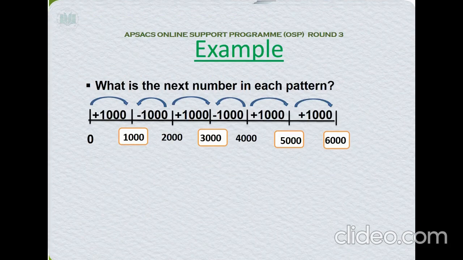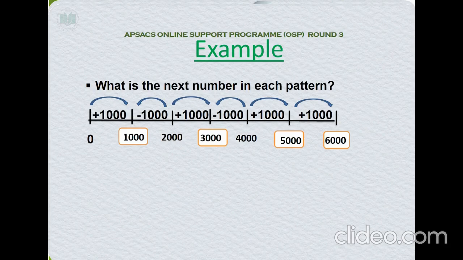Now students, I have one more example. You can solve the number pattern sum with the help of the disc method, as I told you in the previous slide, or you can solve it with the help of the number line. Here I have a number line with some blanks. You have to find the missing numbers. The pattern is 0, then a blank space, then 2000, then a blank space, then 4000, then a blank space, and then another blank space. So what will come in the blank spaces?